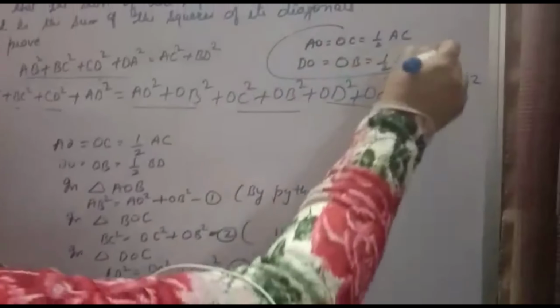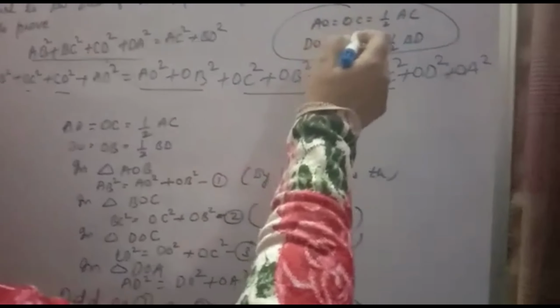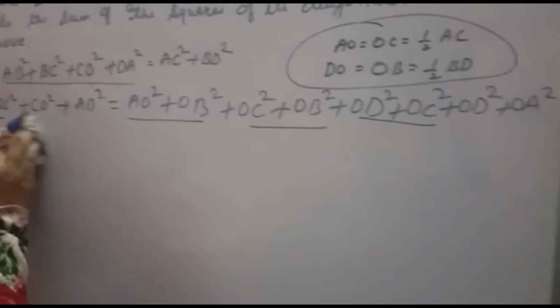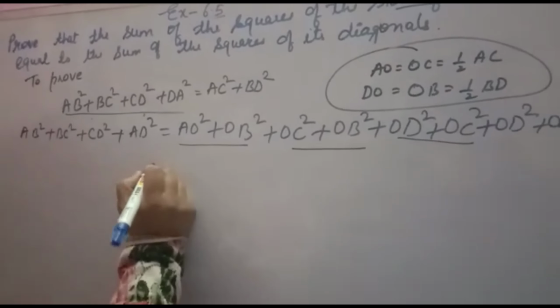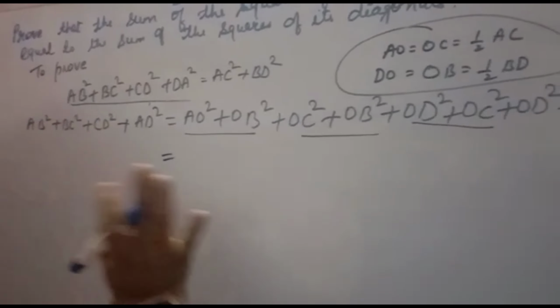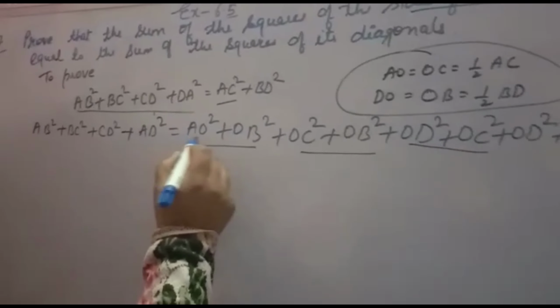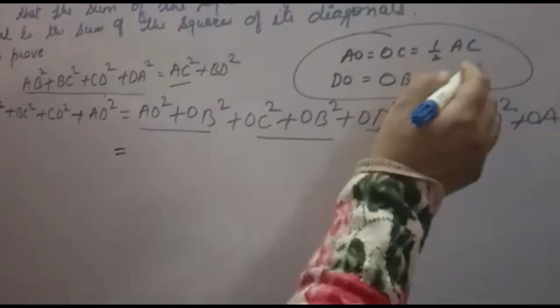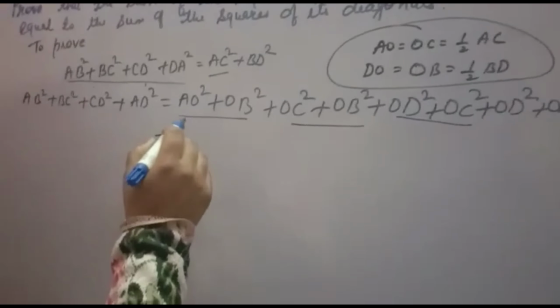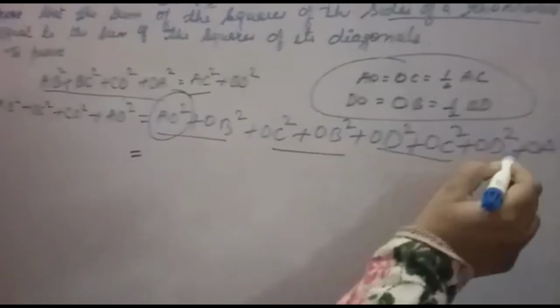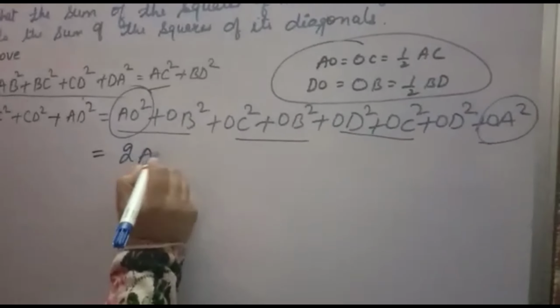Now AO is equal to OC is equal to half AC, and DO is equal to OB is equal to half BD. We already proved that in a rhombus the diagonals bisect each other, therefore they are half of the full diagonal. So you will use these to prove what you have to prove. Now the LHS, left hand side, don't touch; on the right hand side, AO is half of AC. Before putting it, you see there are 2 AO squares, so you will write 2 AO square.